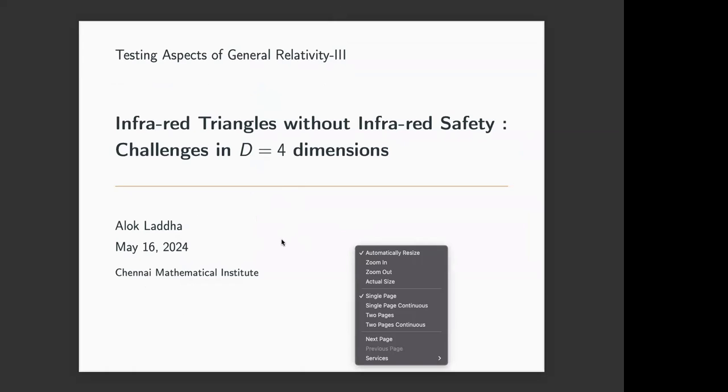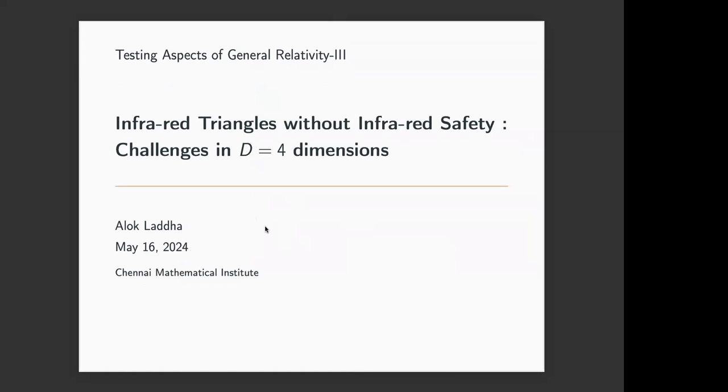The issues that I want to discuss are some of the open questions that we are facing right now in understanding classical and quantum observables in 4 dimensions when we have infrared divergences. Although most of my talk will be focused on the classical observables.